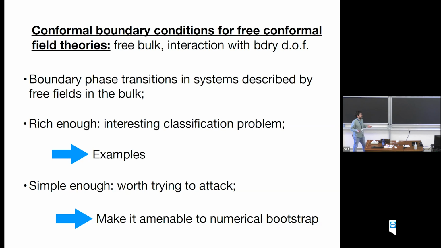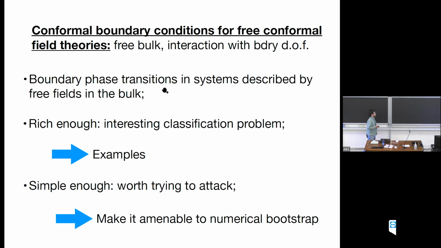So as I was saying, it seems like a good starting point would be to first simplify as much as possible the bulk, and then to attack this problem in this setup. So that's what I'm going to talk about today. And what does it mean to simplify as much as possible the bulk? It means to consider conformal field theories of free fields. And so the setup we will consider is the one in which we have the free bulk, and we allow, in a loose sense, interactions with boundary degrees of freedom, and we want to look at possible fixed points.